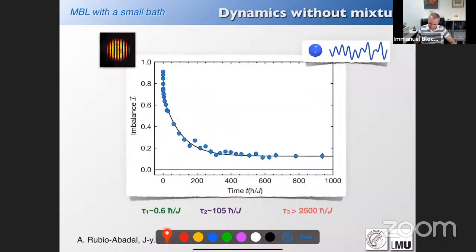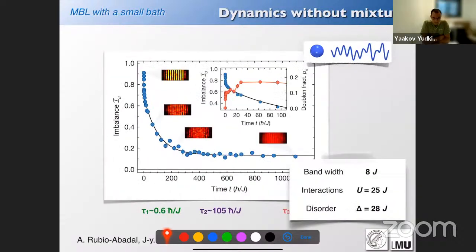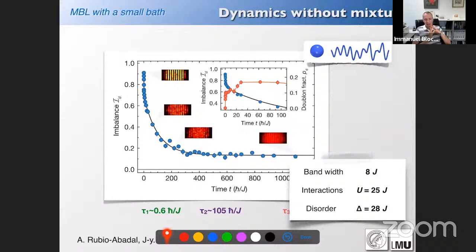Let's go back to this point here. I have a little, we're going to zoom out, question. When you went from 1D to 2D, you changed from fermions to bosons. Are any of the results related to that, or would you expect the same kind of behavior? Yeah, I would expect, it doesn't matter. That's the nice thing with MBL.